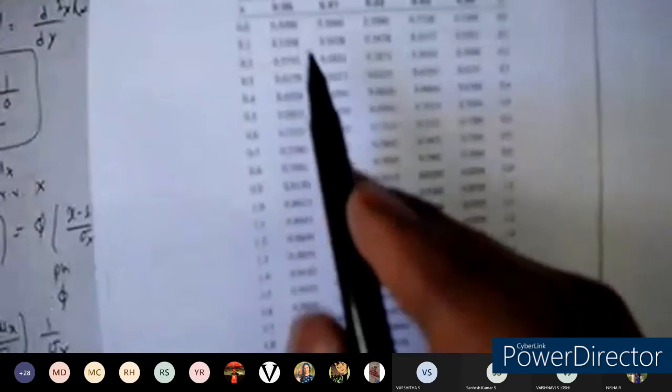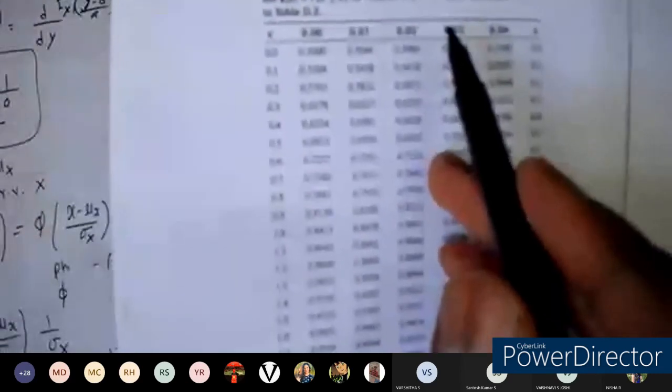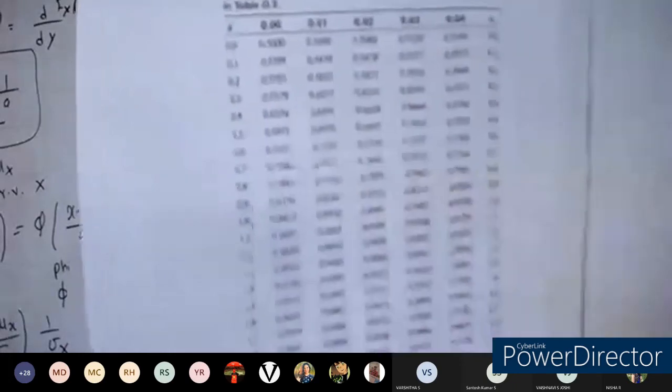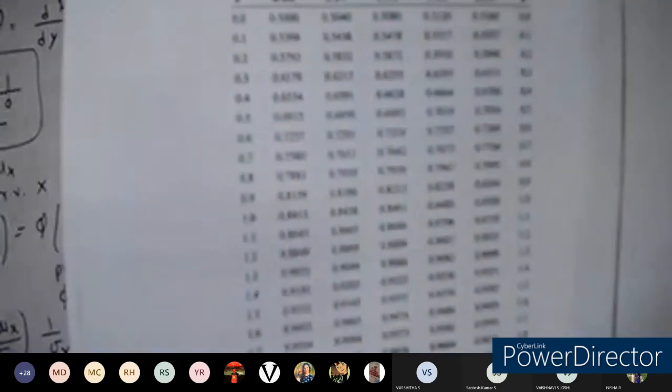So we want to find the value for 0.652. One column of the table has Z, and the other columns have the decimal values. So you can refer to your WhatsApp instead of the video, because the letters are small and you can't see them here.